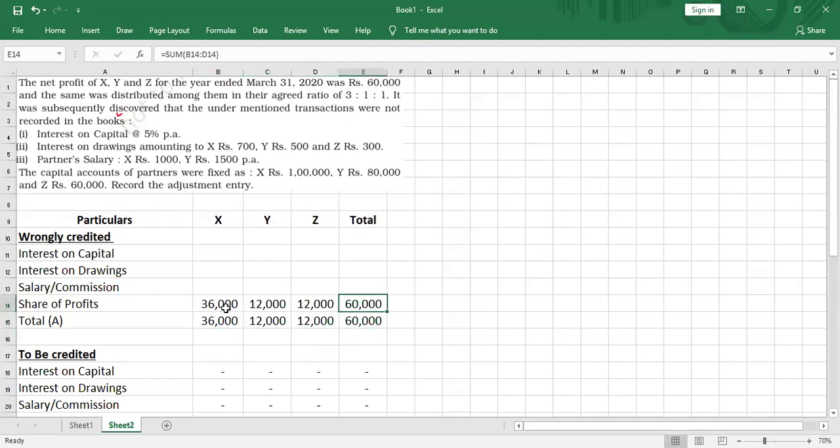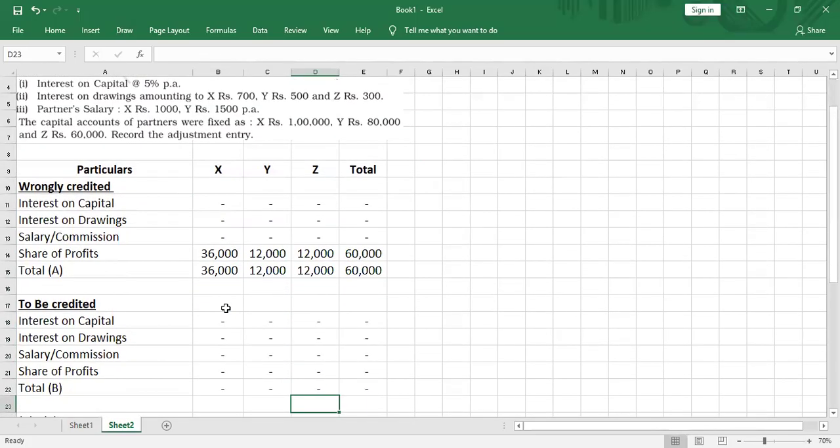36,000, 12,000, 12,000, 60,000. And I do the total of all these things. No other adjustments are there. Now, when we come to the to-be-credited column, we need to actually record whatever we have to record. So interest on capital has not been credited. However, it has to be credited at 5% per annum as per the question.